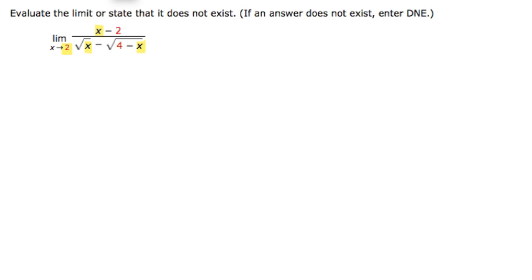Now 0 over 0 is indeterminate, so that means we have to do a little bit of work in order to figure out what this limit is before we can plug in 2 to actually take the limit.